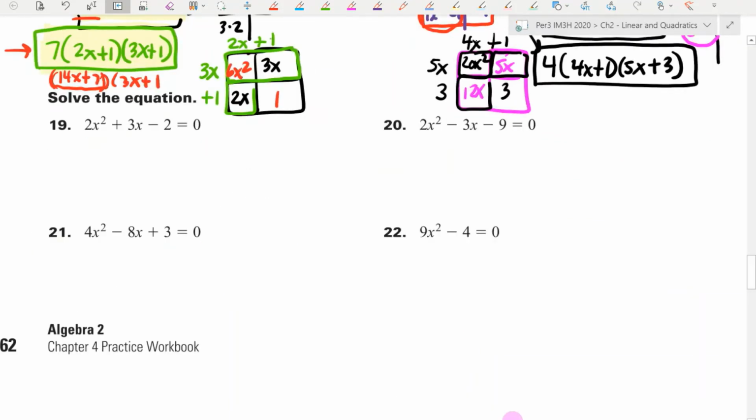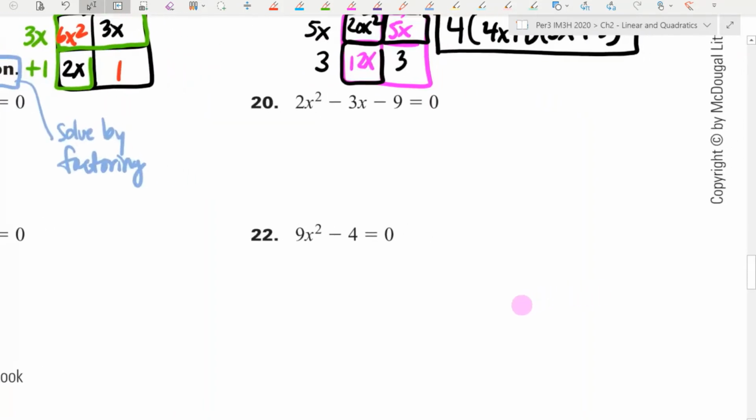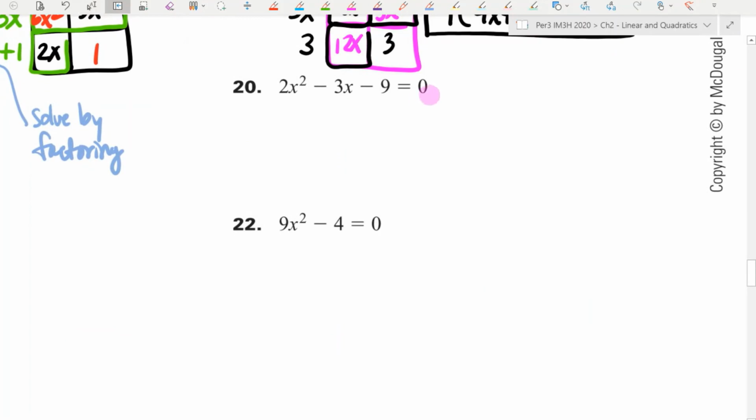Okay, for the next section, we are going to be solving the equation. That means that you will have two answers for x at the end. The questions will have equal signs in them. And not only do I want you to solve, I want you to solve by factoring. Okay, because there are different ways to solve, but we are going to be solving by factoring. So the first thing you want to do is make sure that the equation is equal to 0. If the equation is equal to 0, then you can go ahead and factor like we did above.